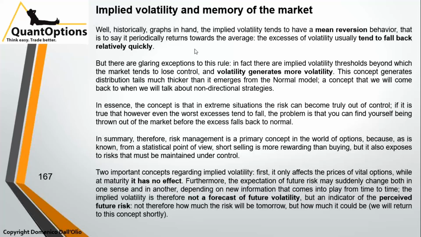In fact, there are implied volatility thresholds beyond which the market tends to lose control and volatility generates more volatility. These concepts generate distribution tails much thicker than emerges from the normal model, a concept that we will come back to when we talk about non-directional strategies. I already told you that the normal model is just an approximation of reality. We are getting into some more details, but we will see it much more when it will be the right time. In essence, the concept is that in extreme situations, risk can become truly out of control.